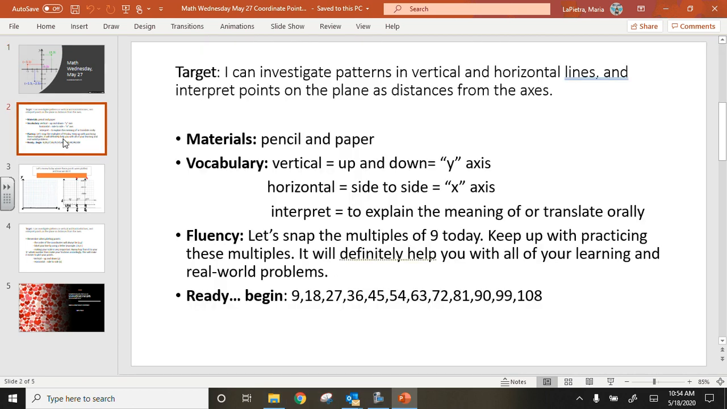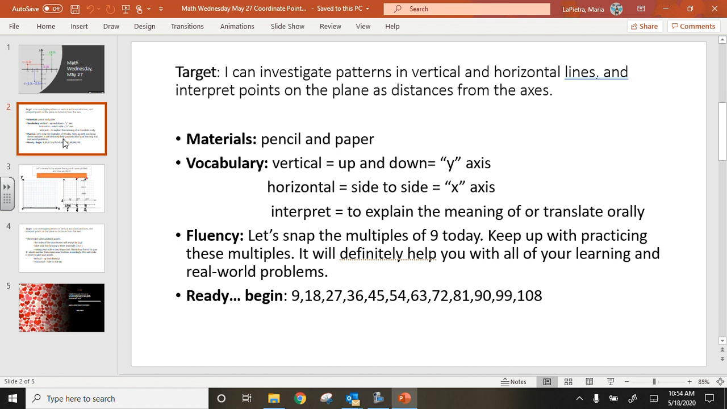So our target: I can investigate patterns in vertical and horizontal lines and interpret points on the plane as distances from the axis, like how far away from the axis, from the X line or the Y line.